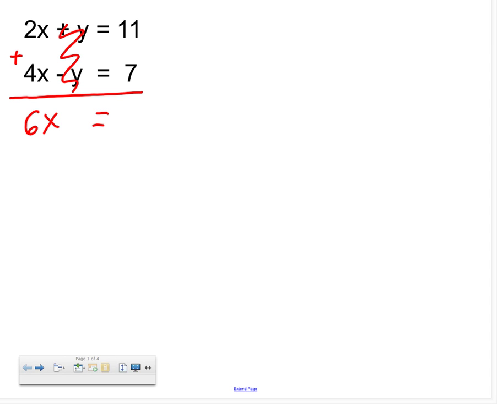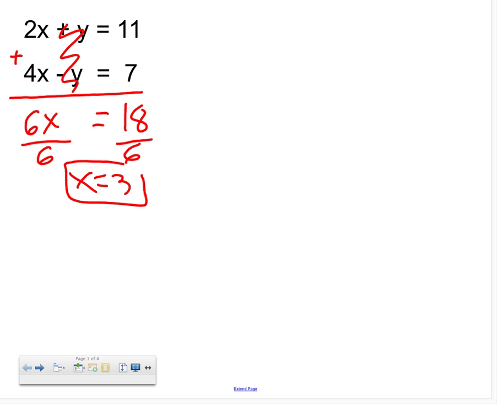Bring down my equals. I even add the ones that are on the other side too. So 11 plus 7, that's an 18. And then I think to myself, how can I solve this equation? Something I've seen before. All I do is divide by 6, and I get x equals 3. Nothing too bad there, right?